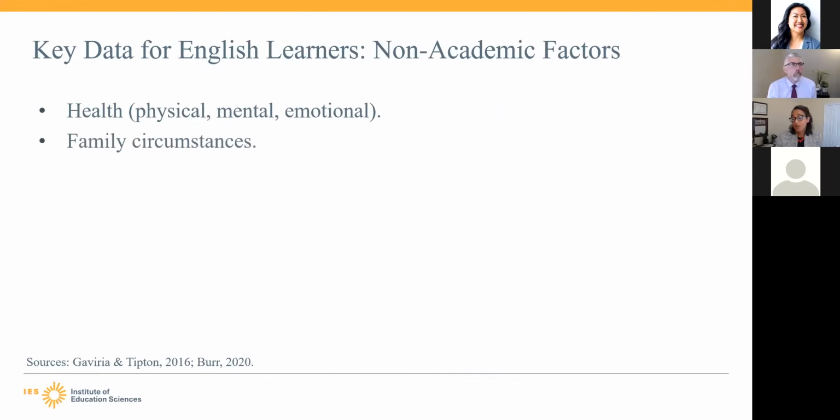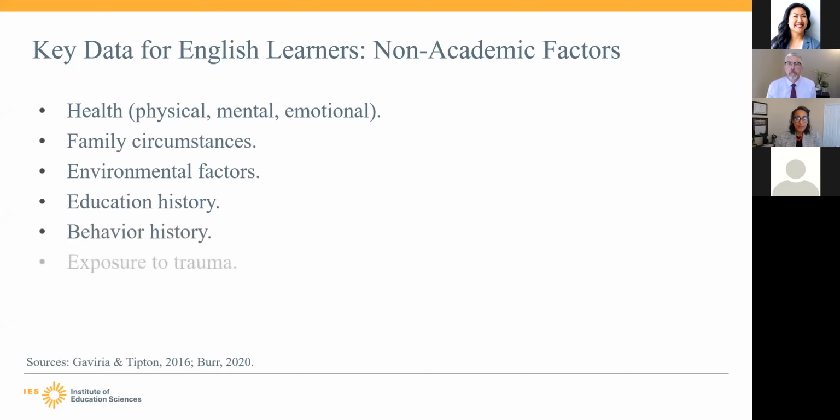And I guess this circles back maybe to the question on Indigenous students, but I think information about students' family circumstances, environmental factors, their education history, their behavior history, and their exposure to trauma matters. And all of this, again, is information that you're probably not collecting automatically in your system, but particularly if you have new students coming into your school, that's an opportunity to ask questions about these kinds of things.